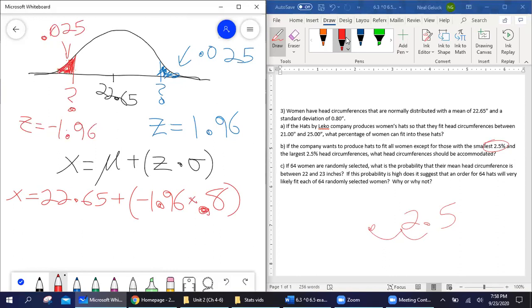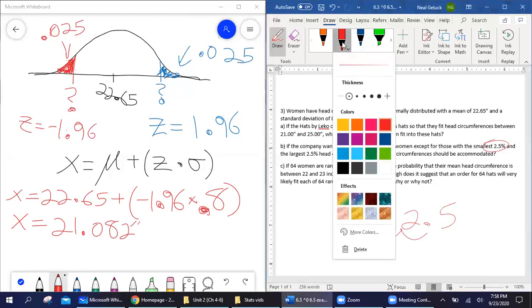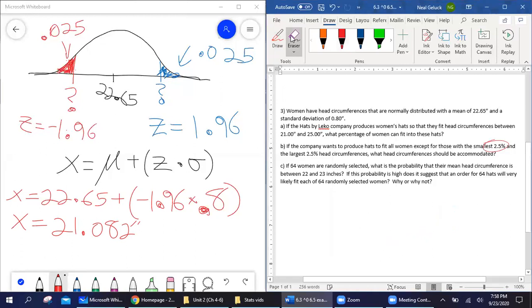So if you run those numbers, you will get the low end X number to be 21.082. And remember, that is the head circumference, that's inches. So on my low end, for part B, it'd be 21.082 inches.